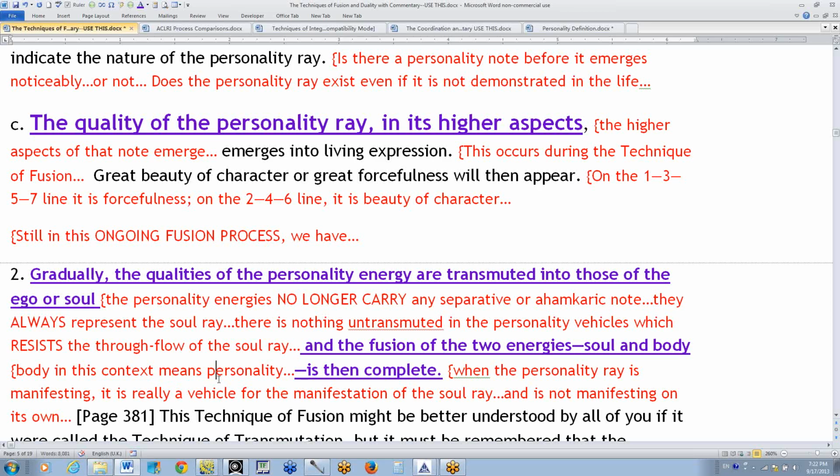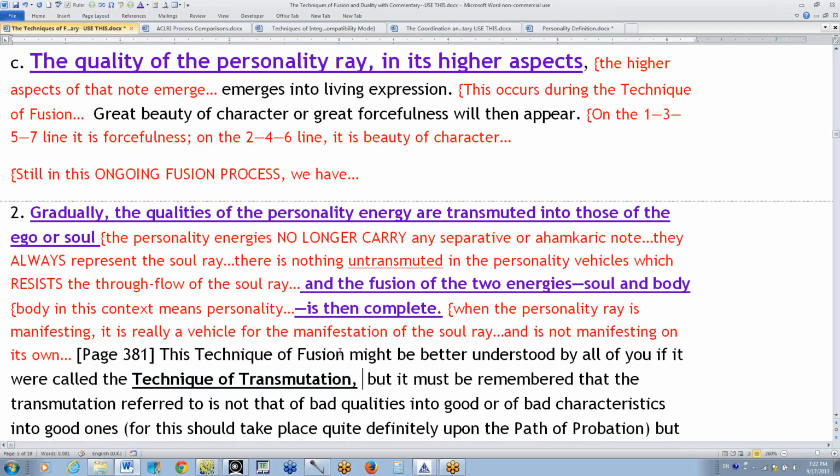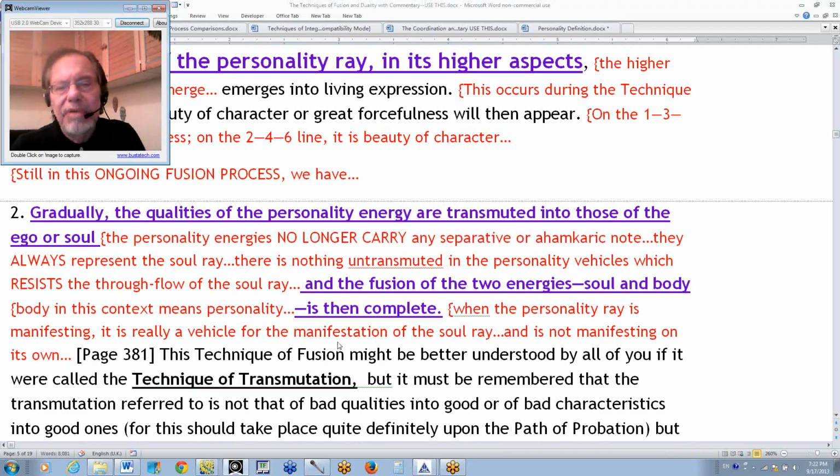This technique of fusion might be better understood by all of you if it were called the Technique of Transmutation. Even though transmutation, when compared with transformation and transfiguration, is the lowest of the three, it does have its higher meanings, as we learn, I think, in Rule 10. The transmutation has some triadal meanings, as well as the usual meanings associated with our personality vehicles.